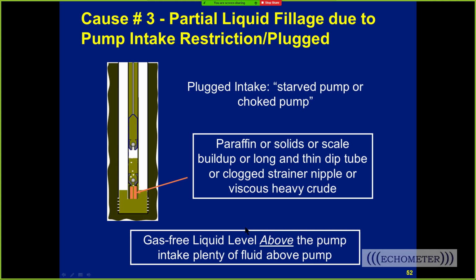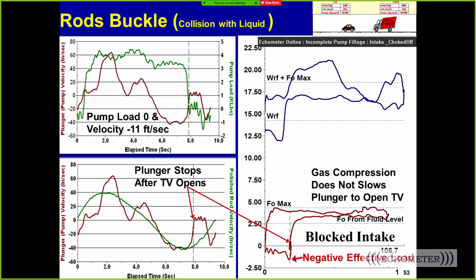And so this is an example we just talked about where there's something that's plugging off the intake. It could be paraffin, it could be scale, it could be sand, it could be debris. You could have your intake down in the mud. In some cases, it could be asphaltenes or heavy crude. Heavy crude is more likely to restrict the inflow, not completely block it off. And so you'll see a much higher fluid load, but you still may have some production. So it may just be choked, partially starved, not completely blocked off if it's a heavy crude.